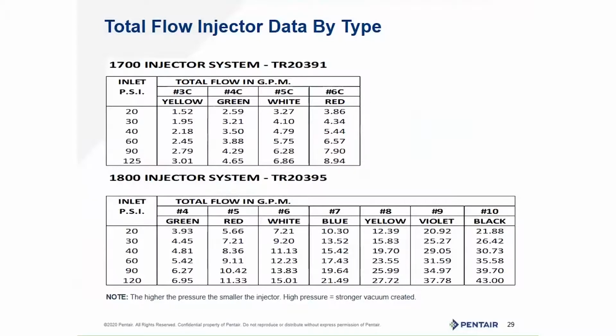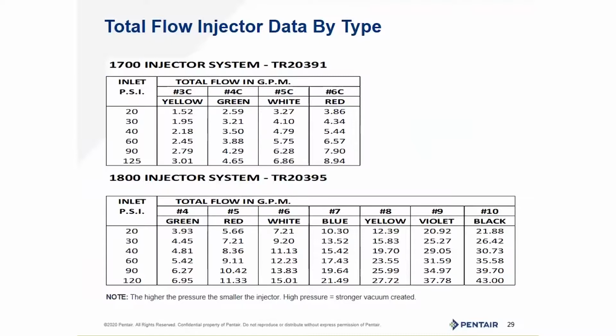So if we are using a 3150 or 3900, you're going to have the 1800 injector system. Well, at 60 psi, let's assume, to keep this simple, a 3150. At 60 psi, we're going to go across and look at 6.5 GPM. Well, 5.42 is too low. 9.1 is the next one up. We're going to want to use that red injector.